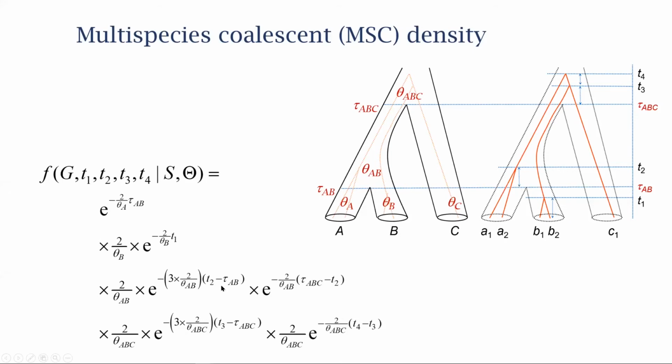One of the terms here, this one, is not the exponential density. It is instead the probability that there's no coalescent in this time interval tau A when the rate is 2 over theta A. So you have to accommodate that. But anyway, it's very straightforward to write down, although when the tree is big, you just have too many possible gene trees. Okay, so that gave you a flavor.